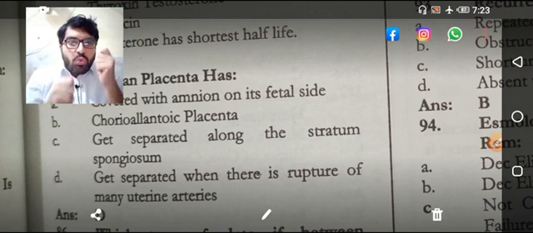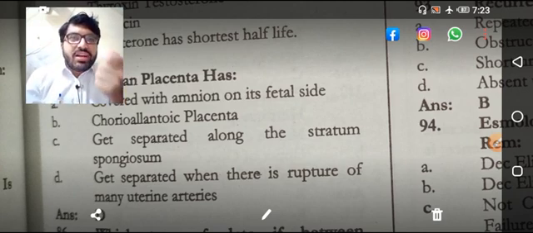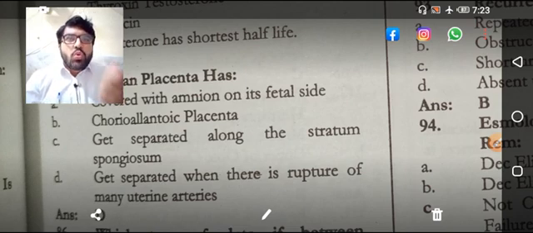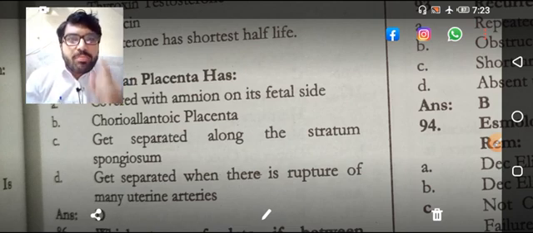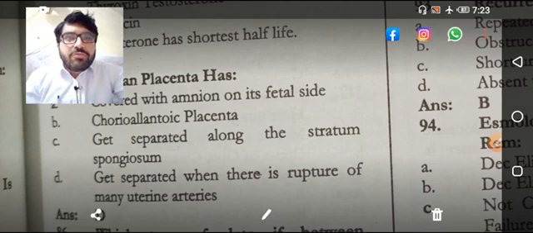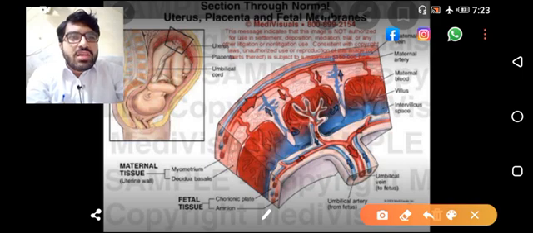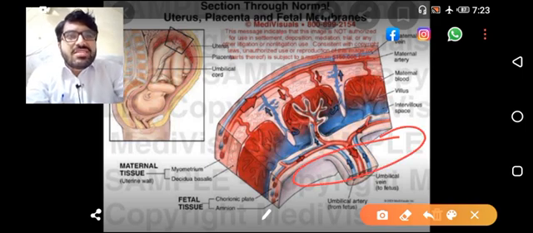So the question may be: the human placenta has all of the following except, or all are correct except, or which of the following is incorrect. So option B is the right option. Coming towards some of the reason why. Now focus on this diagram. This is the fetal side, this is the maternal side. On the fetal side, this is the amnion layer.